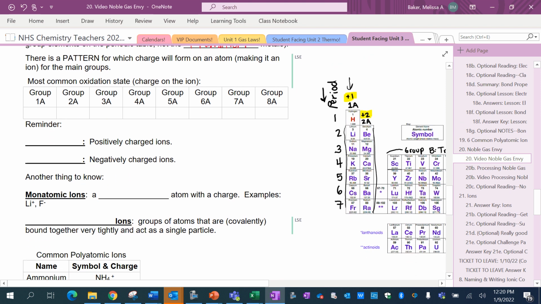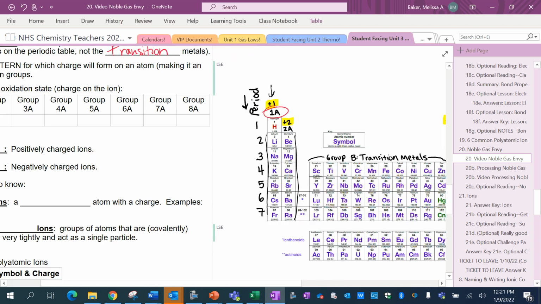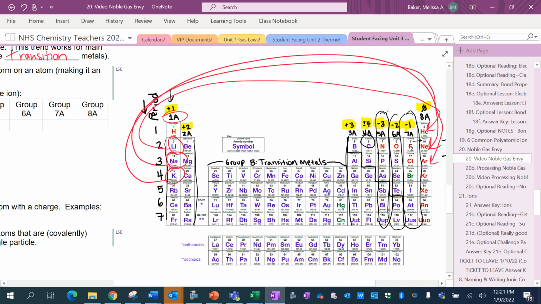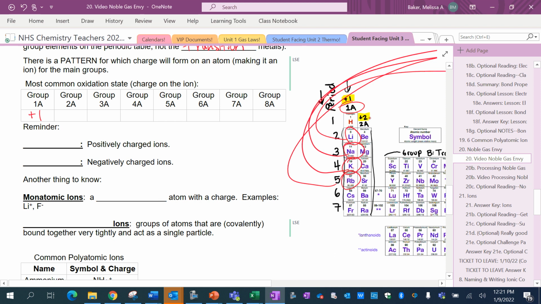There is a pattern for what charge will form on an atom, making it an ion, for the main groups. So group 1A here, you can see they all form a +1 charge, because if lithium loses 1, it'll be like helium. If sodium loses one, it'll be like neon. If potassium loses one, it'll be like argon, and so on and so forth. For group 2A, they have to lose 2 electrons to be like those noble gases. So if you lose 2 negatives, you're going to have a positive 2 charge.